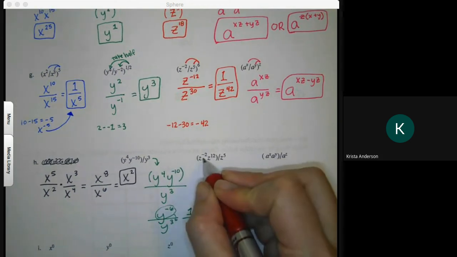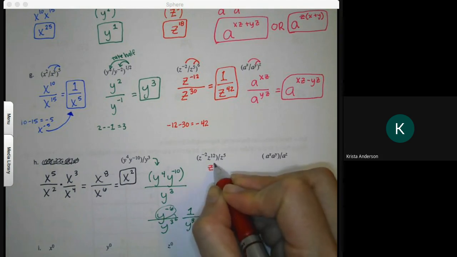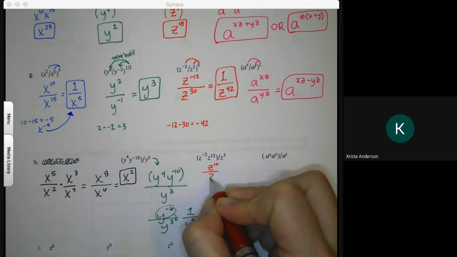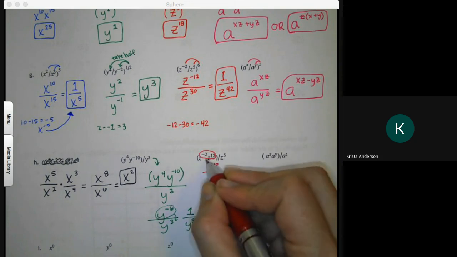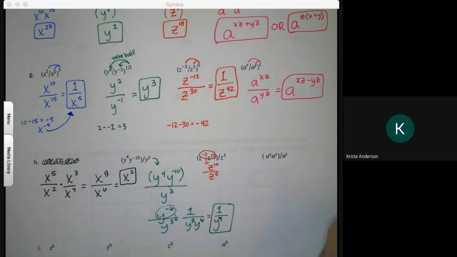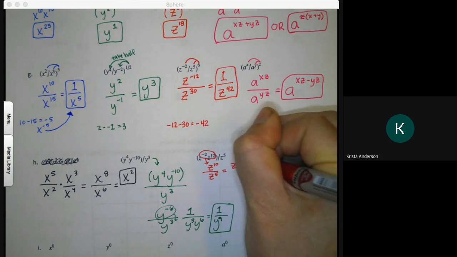I have z to the negative 2 and z to the 12th. That would give me z to the 10th over z to the 5th. Which would leave me with how many z's? 5. 5 z's would be left over. Would they be left over on the top of the fraction or the bottom? The top. The bigger numbers on top, that is where the 5 would be left over.